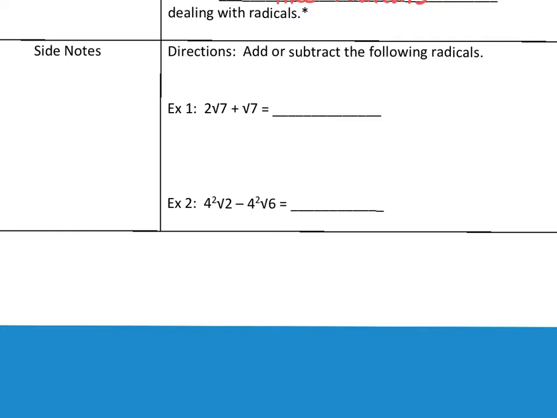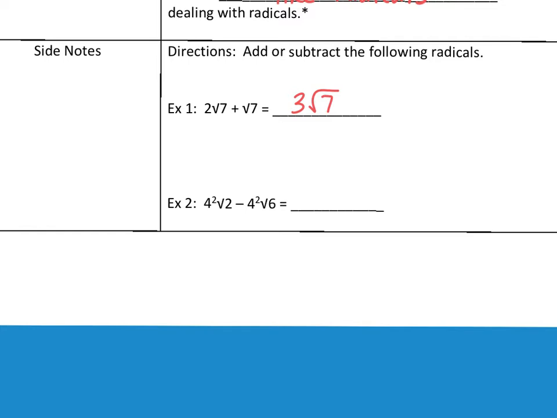2 to 7. So 2 square root of 7 plus square root of 7 plus 3 square root of 7? Yes, 3 square root of 7. It's the same thing as if I had like 2x plus x. Wouldn't that just be 3x? Right? So think of these as variables if you need to. Okay, if there's no number written in front, it's probably a 1.